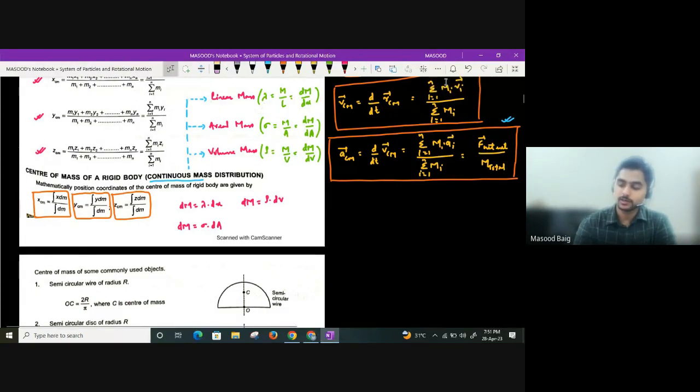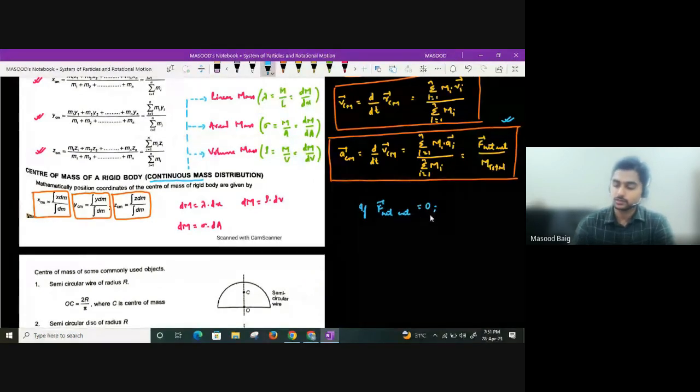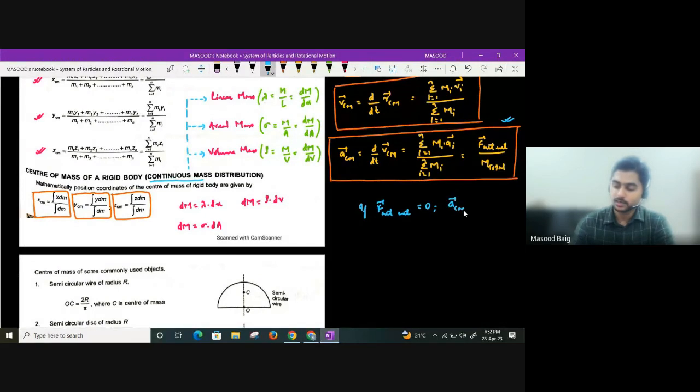And always remember, motion of center of mass will get affected only by external forces, guys. And if I assume the net external force is zero, what is going to happen here? If net external force is zero, it implies directly I can write that acceleration of center of mass will be zero. What do I mean by acceleration being zero? It means the rate of change in velocity is zero. Yes or no?